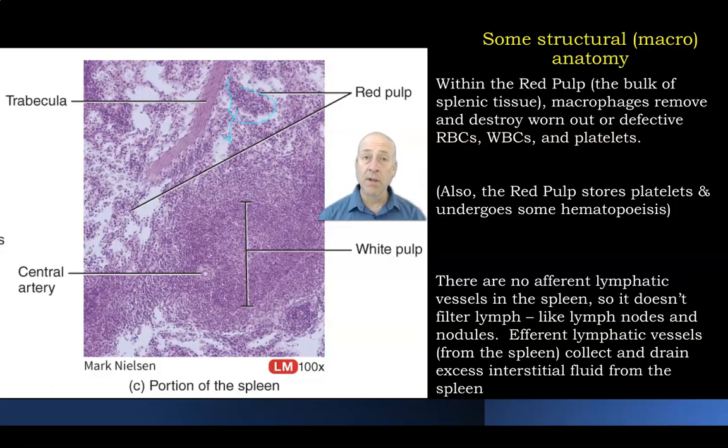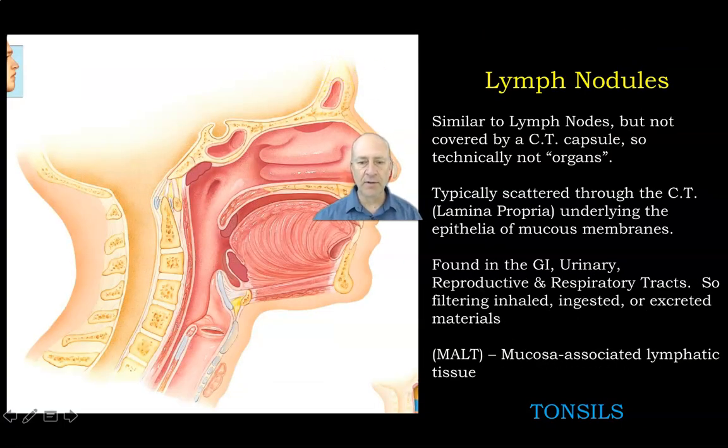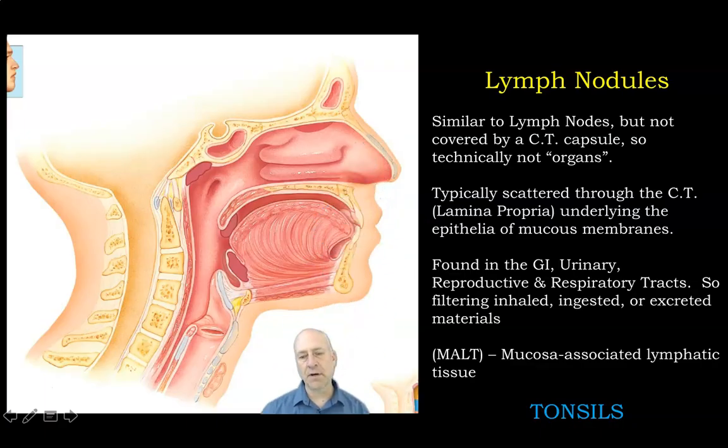Spleen red pulp is collecting and draining excess interstitial fluid and draining it back into the circulatory system. And then lymph nodules, really simple, straightforward. They're collections of, similar to lymph nodes, but they don't have the connective tissue capsule over them, so they can't be classified as organs technically. Right? No big deal. Typically scattered through connective tissue, the lamina propria underlying the epithelium and all of the mucosa.